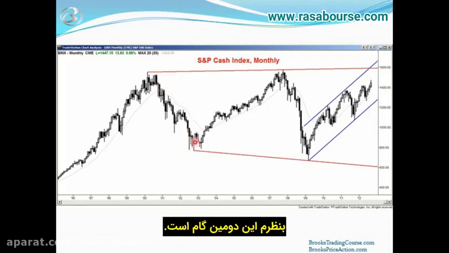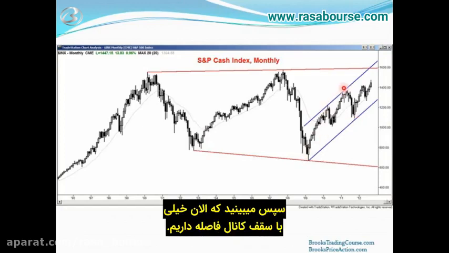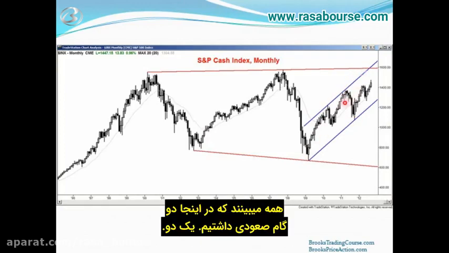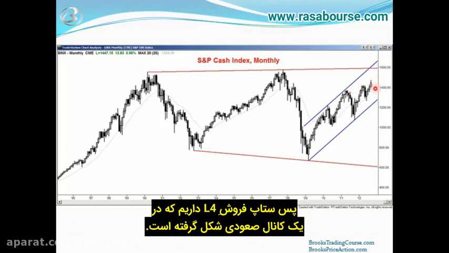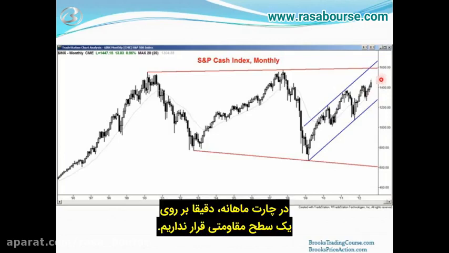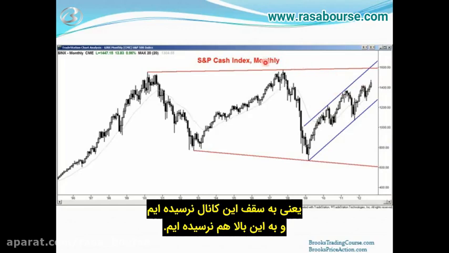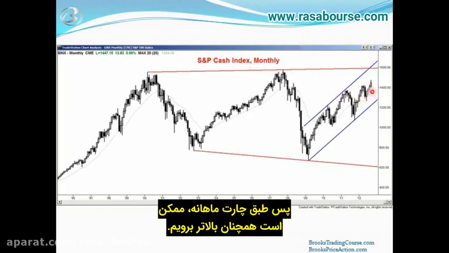I think this is the second leg. You can draw a channel across the lows and create a parallel, and we're far from that channel. Everyone sees that we have 2 pushes up, 1, 2, and then 2 more pushes up, 3, 4. So a low 4 short in a channel very often is a sell signal. On the monthly chart, we're not at clear resistance. We're not at the top of this channel, and we're not up here at the old highs, at that trend channel line above. So the monthly chart, to me, looks like we could go higher.